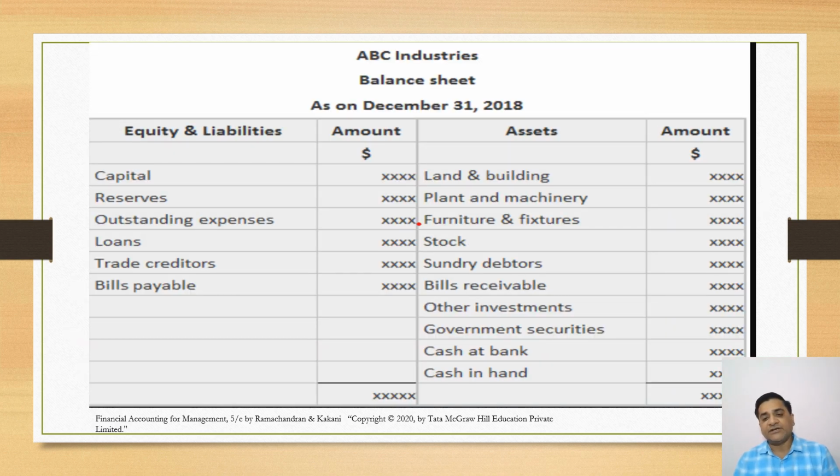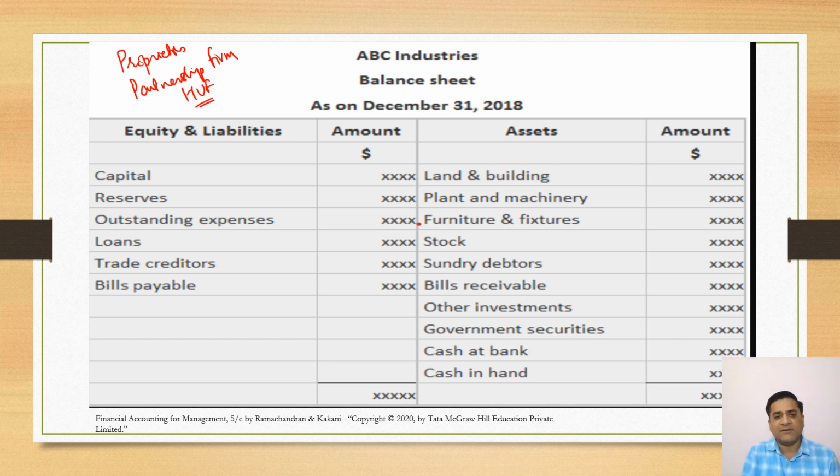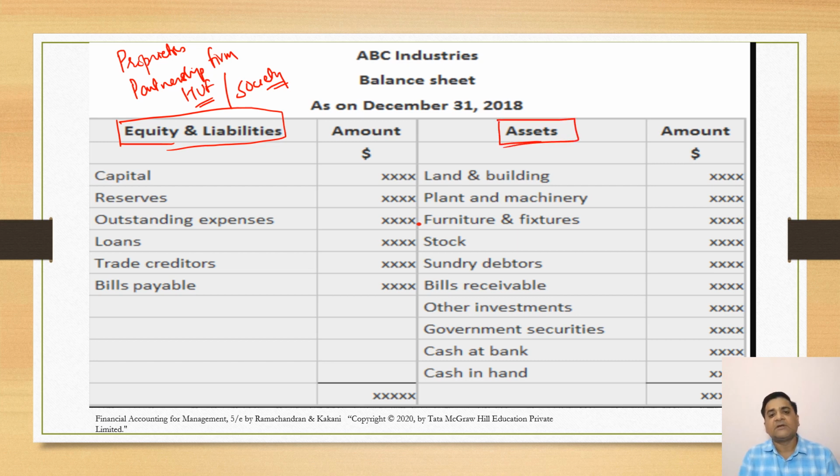This is how the traditional format of the balance sheet looks like. This is applicable in case of proprietors. This is applicable in case of partners or partnership firms. In case of Hindu undivided family accounting, or in many cases in case of societies, you find this type of balance sheet. What is there in this form of balance sheet? You have two sides, one on the left side, the same thing is replicated on the right side. You have amounts for these two.